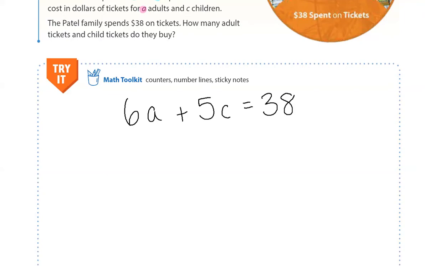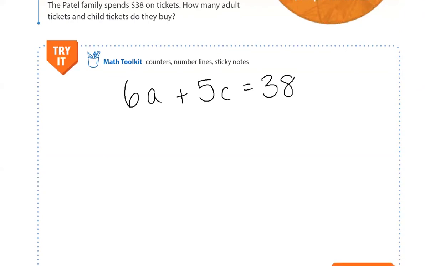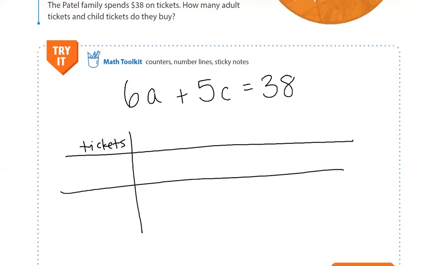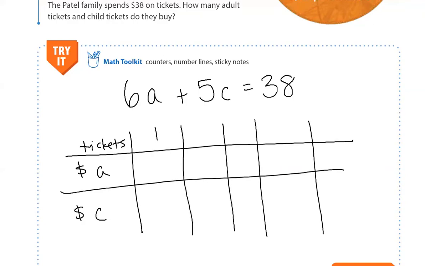Okay, now I'm going to show you how I'm going to do it. I'm going to make a table that shows different possible amounts. So I've got the tickets, and then I've got my adults, and this is the number of tickets, so this is the cost of adults, and this is the cost of the children. So if I buy one ticket for an adult, that's $6. For a child, it's $5.